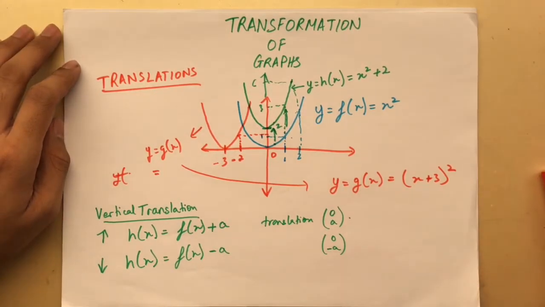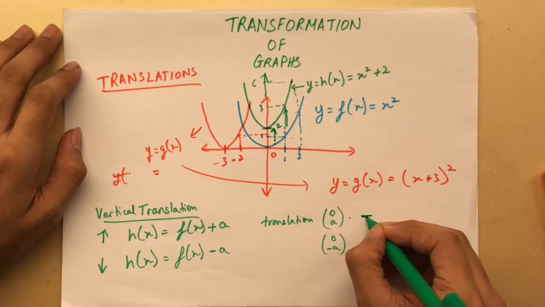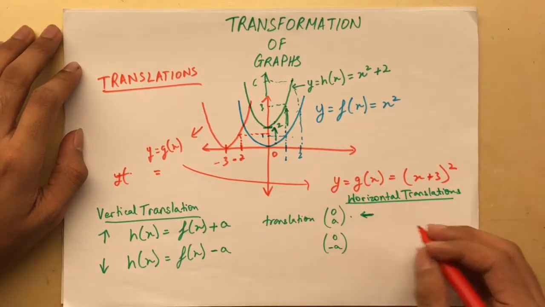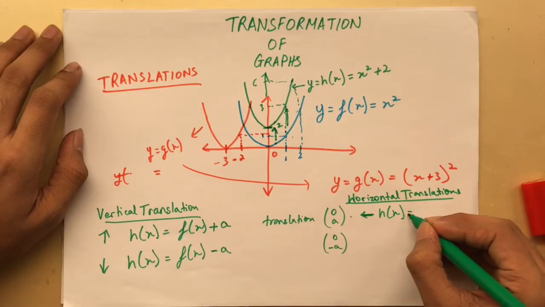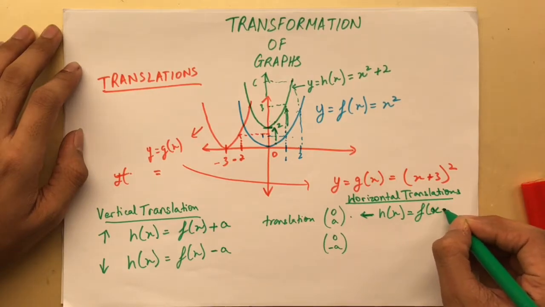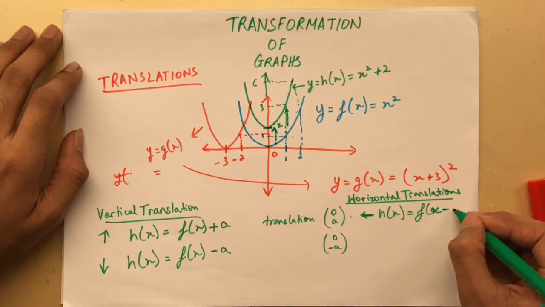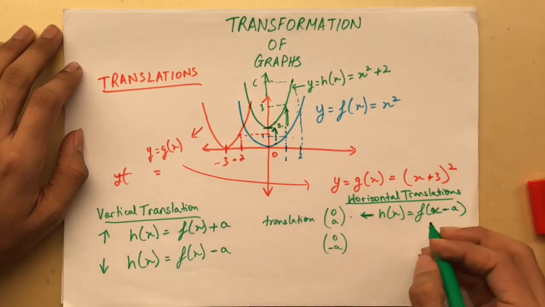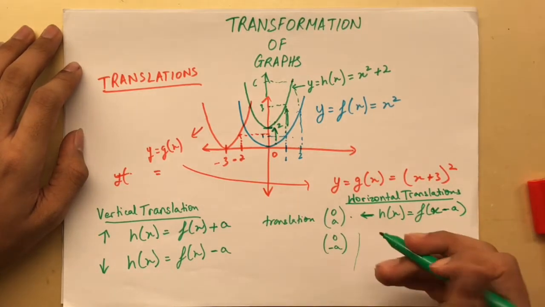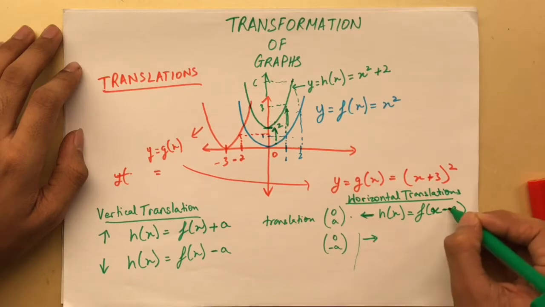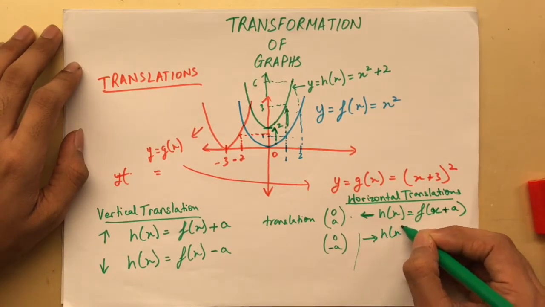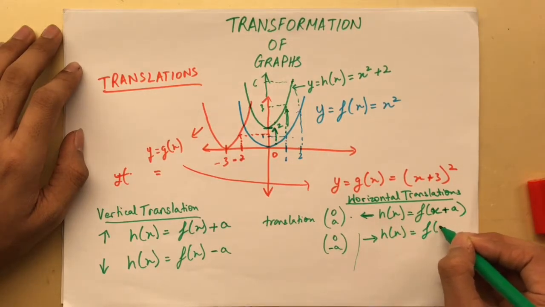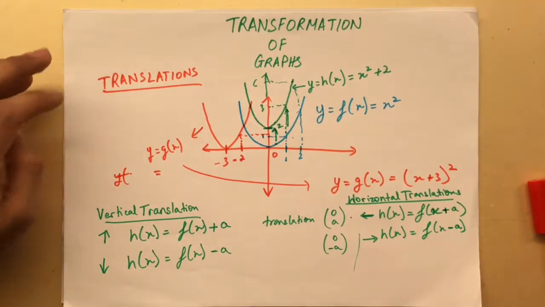And so if we're moving to the left, the new function would be the old function with a change within it. Within it, we would add a if we were moving to the left by a units. And if we were moving to the right, we would subtract a, if we were moving to the right by a units.